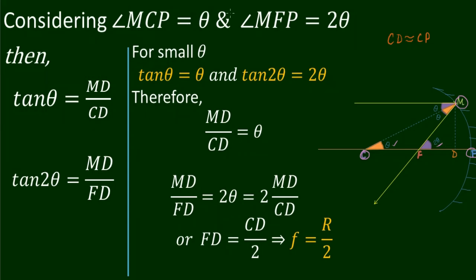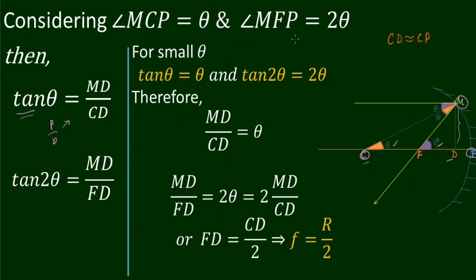So we have got these two angles, then we can write tan theta. What will be tan theta? Tan theta will be perpendicular by base. In this triangle MCP, tan theta will be the perpendicular, which is MD, by the base, which is CD. So you can write here MD by CD.